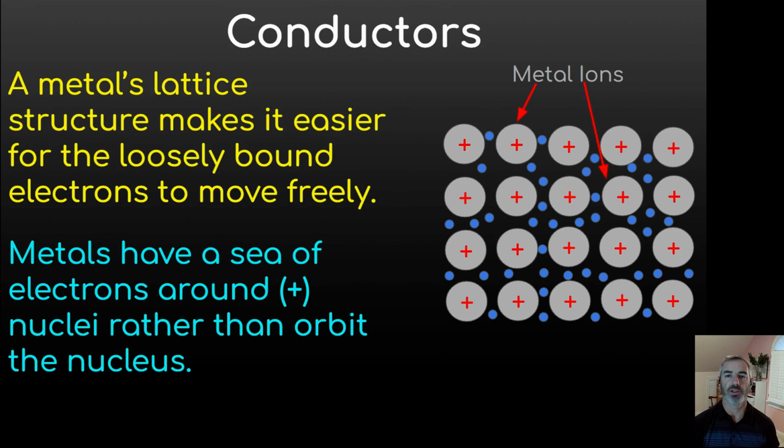Now the metal ions are the nuclei, that's the positively charged nuclei. We have these delocalized or valence electrons that are the ones that are easy to move to cause the metal to become ionized and have a charge.